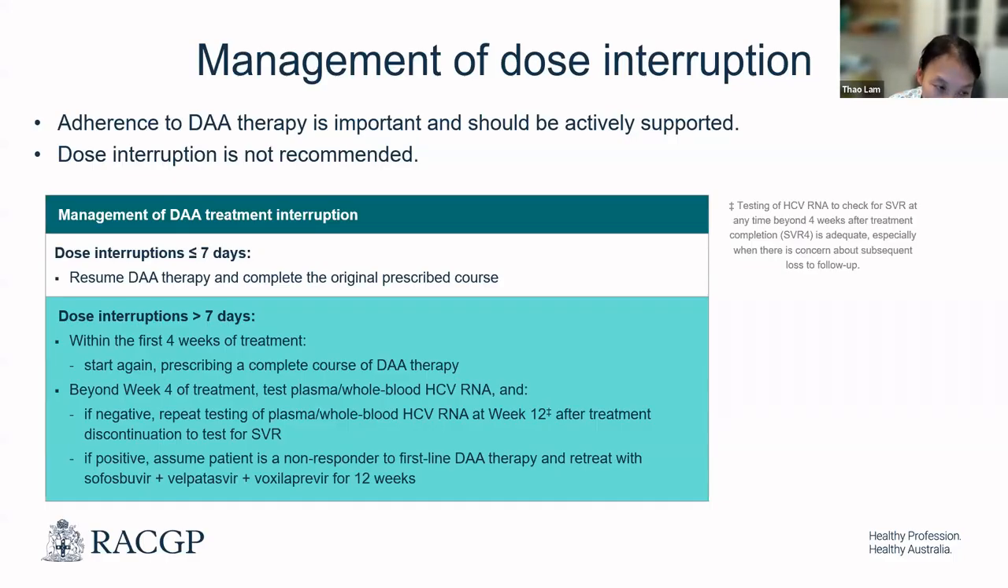For those who have gone beyond week 4 of treatment, test their Hep C RNA, and if it's negative, repeat testing at week 12 after treatment discontinuation to test for SVR. If they're positive, then assume that the patient is a non-responder to first-line DAA and retreat with Vosevi.